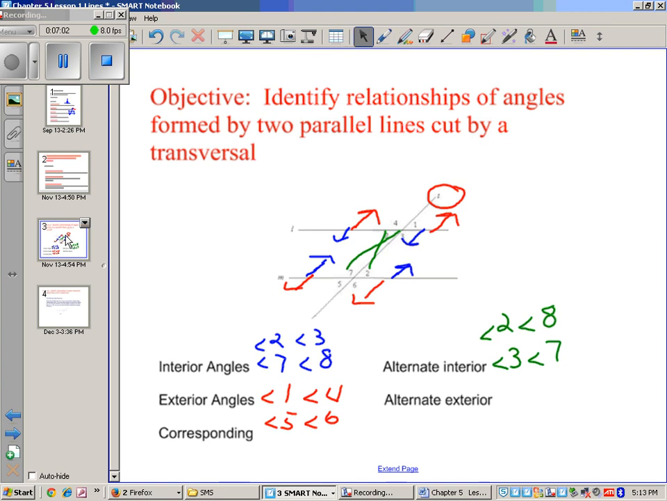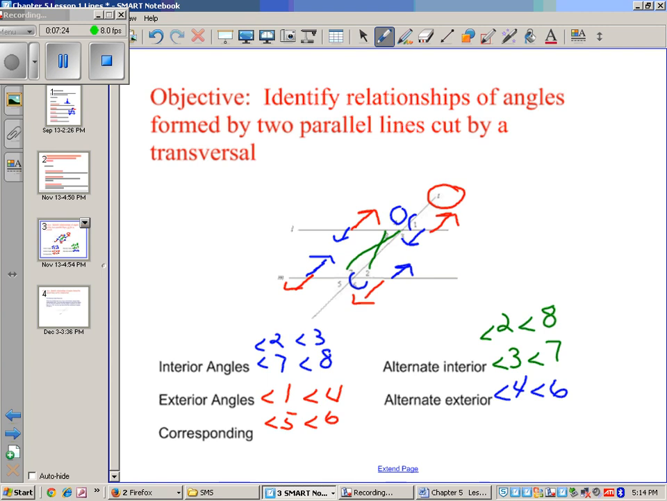So take a moment to pause the video to think about the alternate exterior in relationship to the alternate interior and see how you do. Okay, on the alternate exterior, we're going to take 4 and we're going to go across the board to 6. So 4 and 6 are alternate exterior angles.